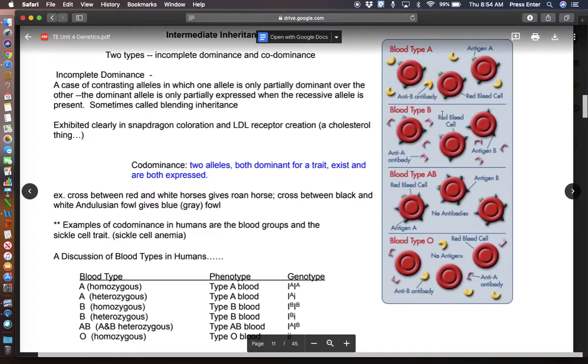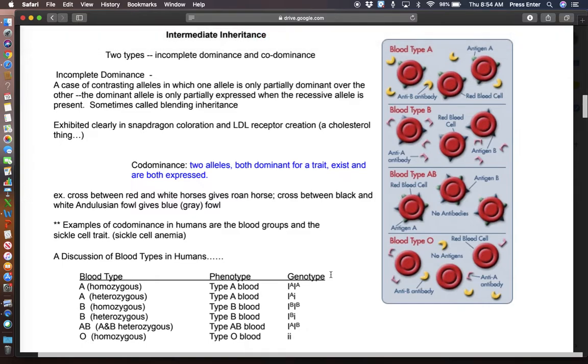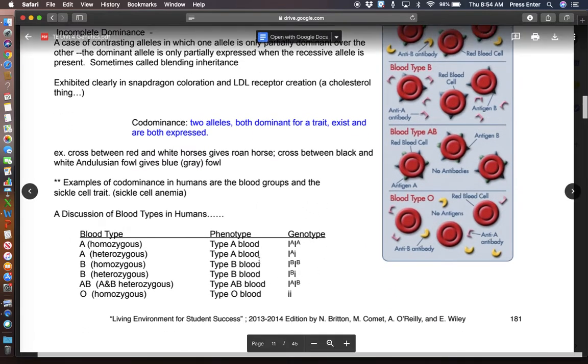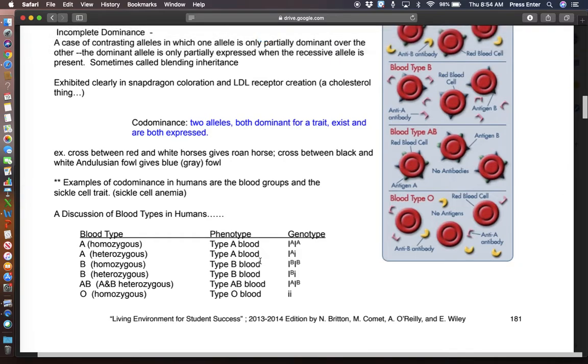So this graph right here kind of demonstrates codominance, and I am going to somehow, some way magically produce a lab that will go through and discuss this a little bit more. The real fun of this, honestly, is to do the actual Punnett squares, and I'll have a worksheet ready for you.